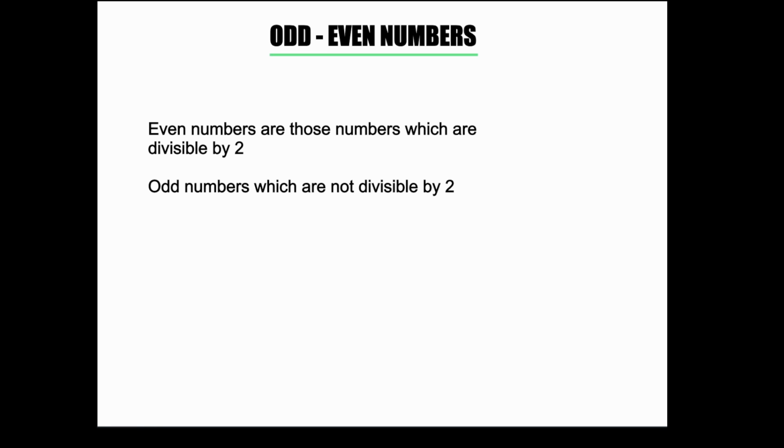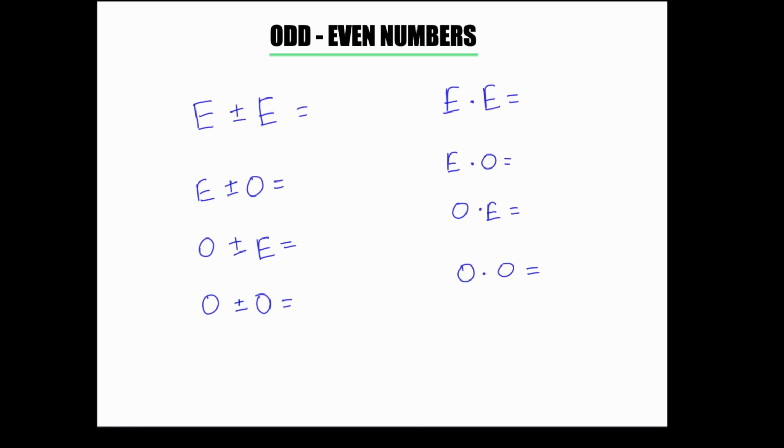Today we're going to learn about odd and even numbers. What defines an even and odd number is that even numbers are divisible by 2 and odd numbers are not divisible by 2. Let's learn about some rules that can help us solve some questions later on.